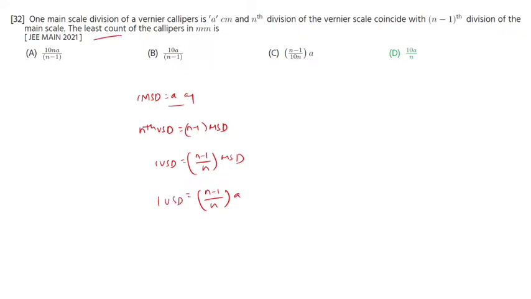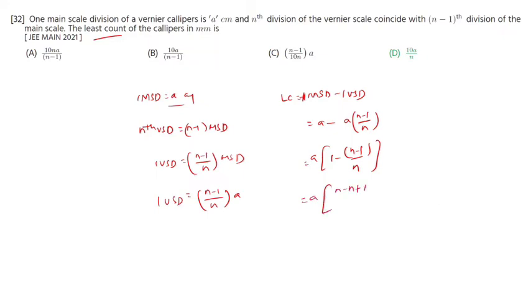Now what they are asking is the least count. LC is equal to 1 MSD minus 1 VSD. That is A minus A into n minus 1 by n. If you take A common, we get 1 minus n minus 1 by n, that is A into n minus n plus 1 divided by n. The n will get cancelled, A by n we will get in centimeters. But see children, they are asking the option in mm. That is 10 A by n millimeter.